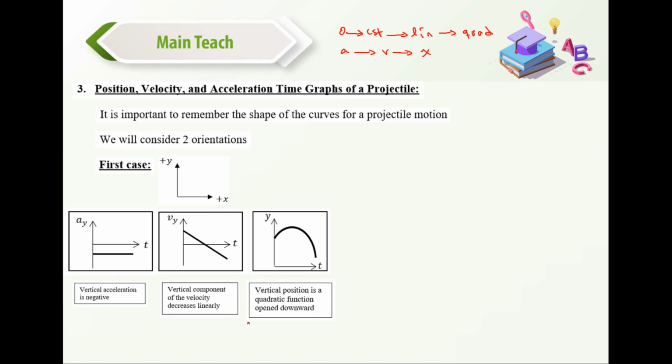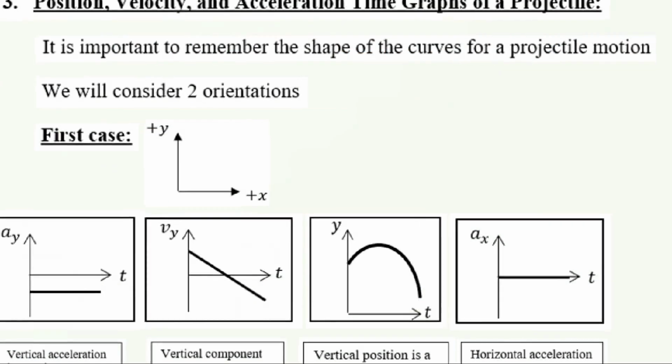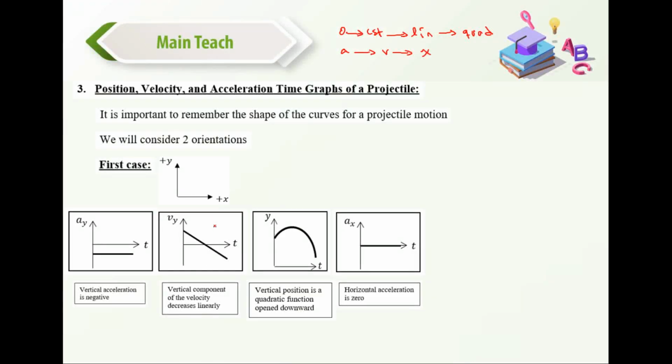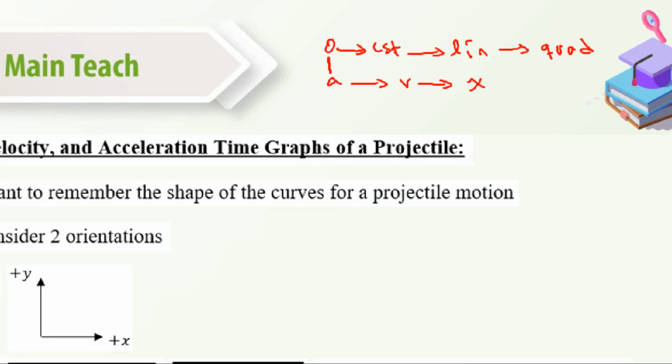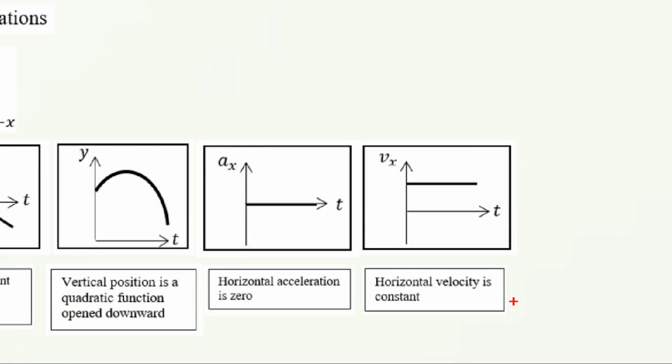What about the horizontal motion? Ax is 0 because there is no acceleration along the x-axis. We know that the positive x direction is considered to be along the direction of motion, and in that case, if a is 0, then v is constant and it is shifted upward.